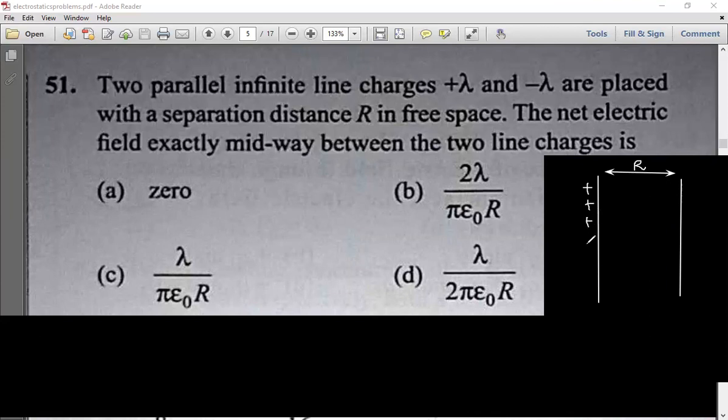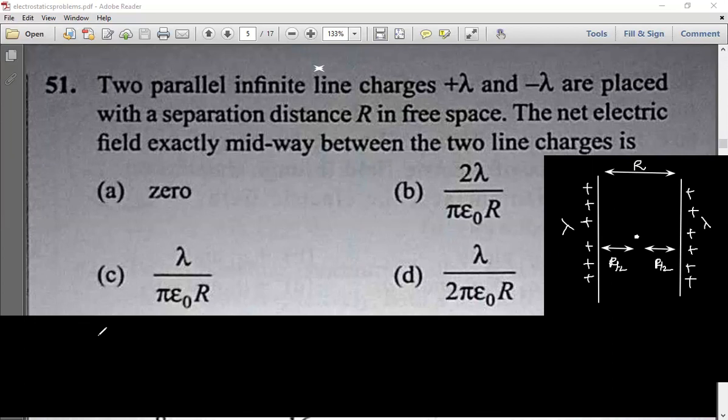So this is plus plus plus, we can say. Two line charges. Linear charge density, you know, no? Linear charge density is lambda. The net electric field exactly midway between the two line charges, here we want to find the electric field. So this distance is r by 2, and this distance is r by 2. Clear? Midway.